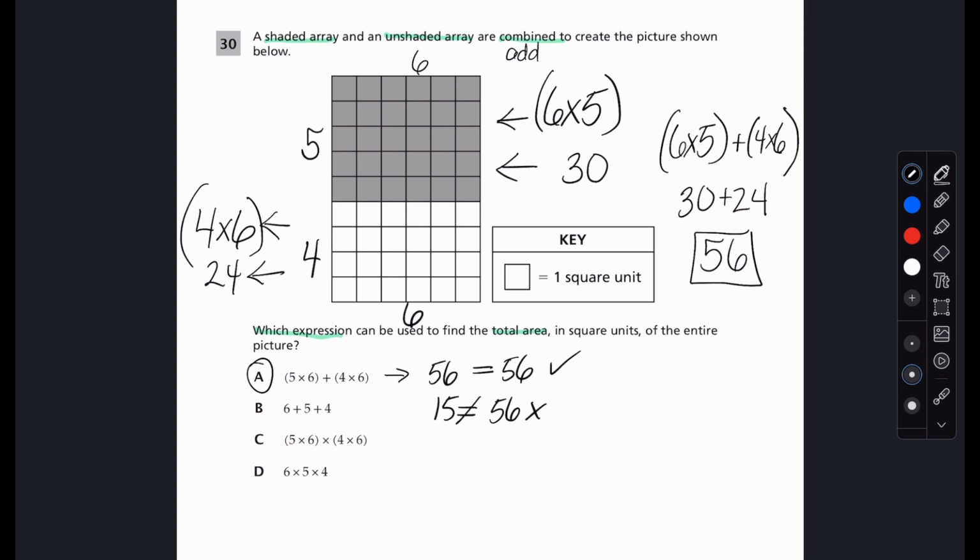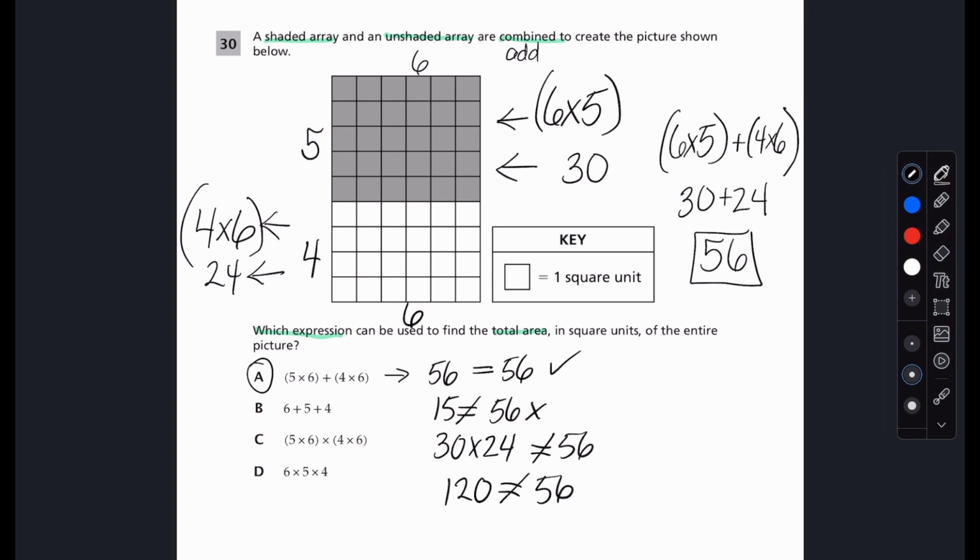You can go to the next one, you get 30 times 24. Whoa, no way is that 56. That's going to be a super big number. And the last one, you have 30 times 4. Well, 3 times 4 is 12, so 30 times 4 is 120. And nope, 120 is not equal to 56. So either way will work.